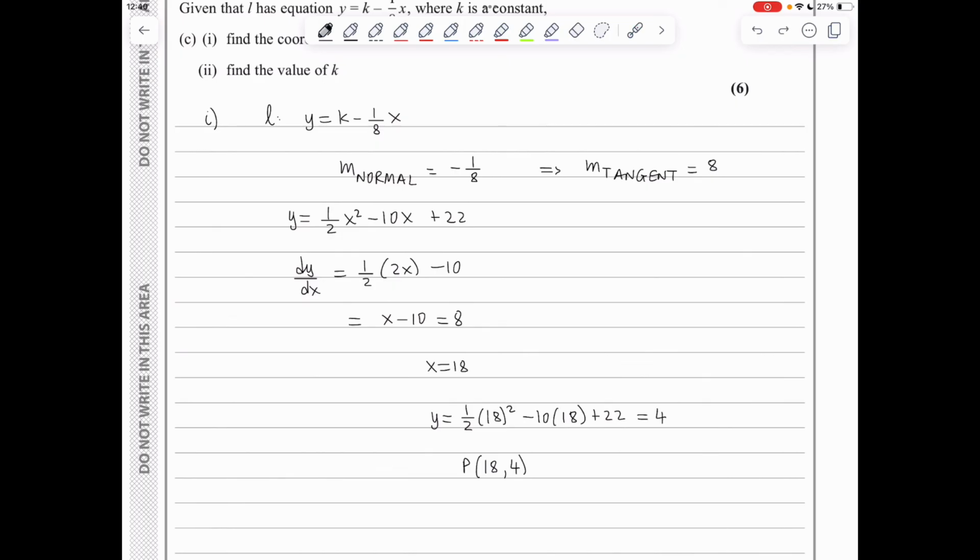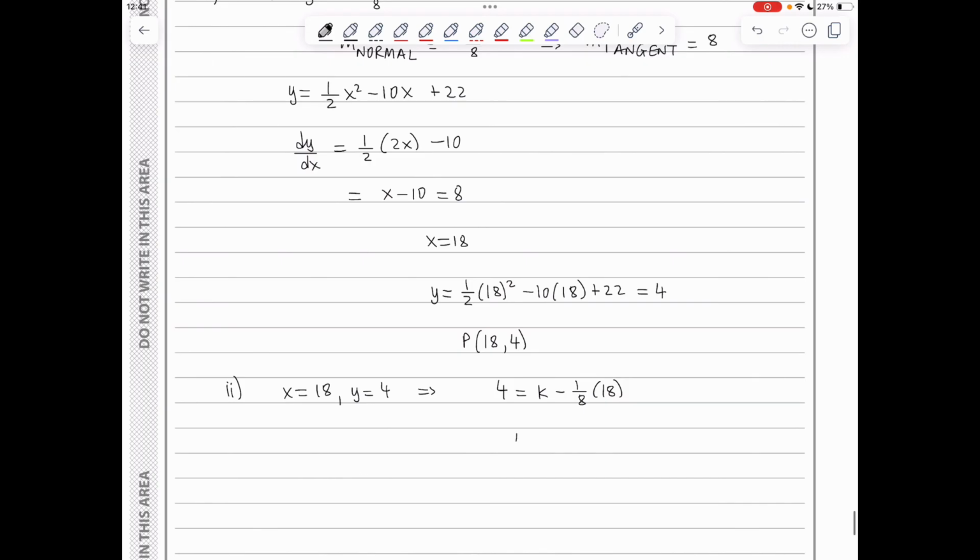Now to proceed to find the value of k, I'm going to use the fact that the point P with coordinates (18, 4) lies on the equation of the normal. So I will substitute x is 18 and y is 4 into the given equation of the line L, which leads to 4 is k minus 1 over 8 times 18. This leads to 4 is equal to k minus 9 over 4. So we end up with k being 25 over 4.